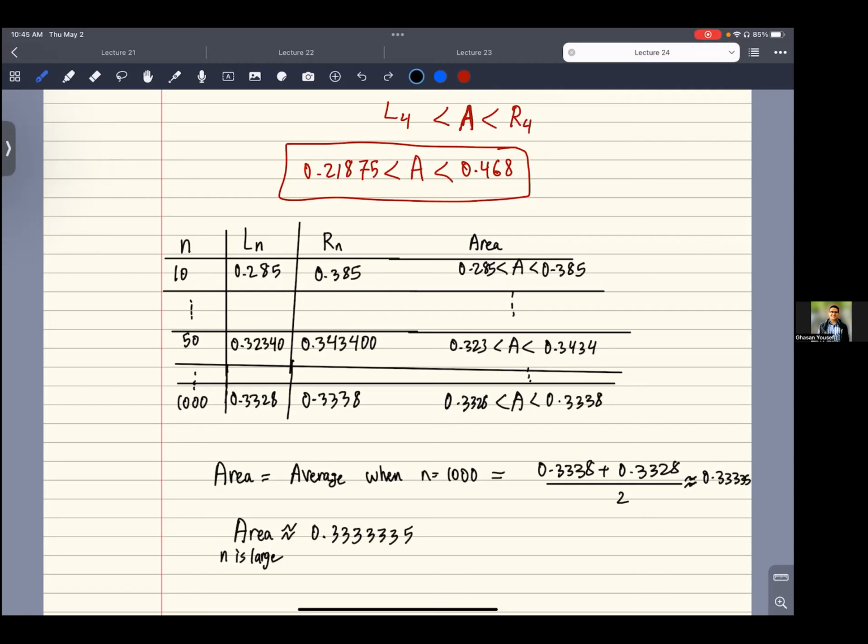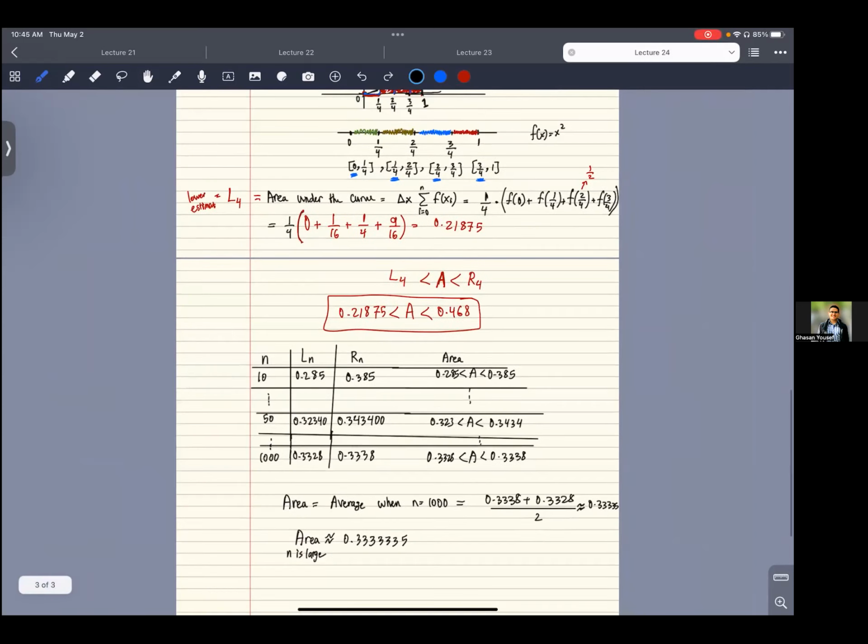Make sense? How about the midpoint? We're going to talk about the midpoint, not now. But so far so good, right? So when you use n larger and larger, you're going to get an accurate answer. Any question?